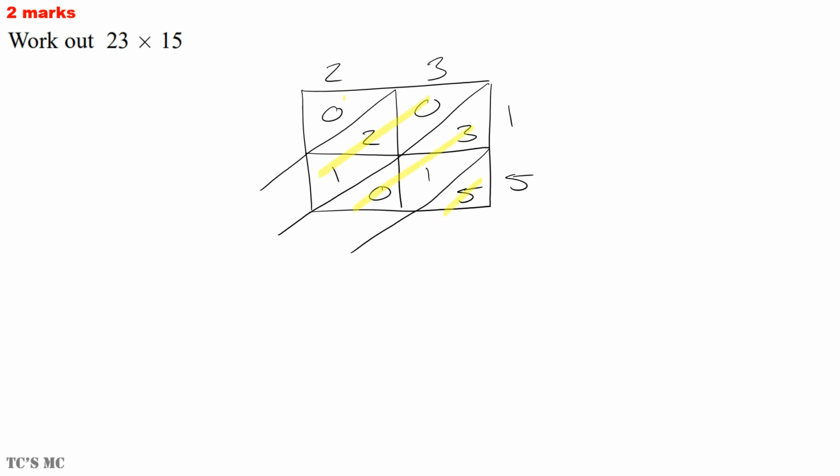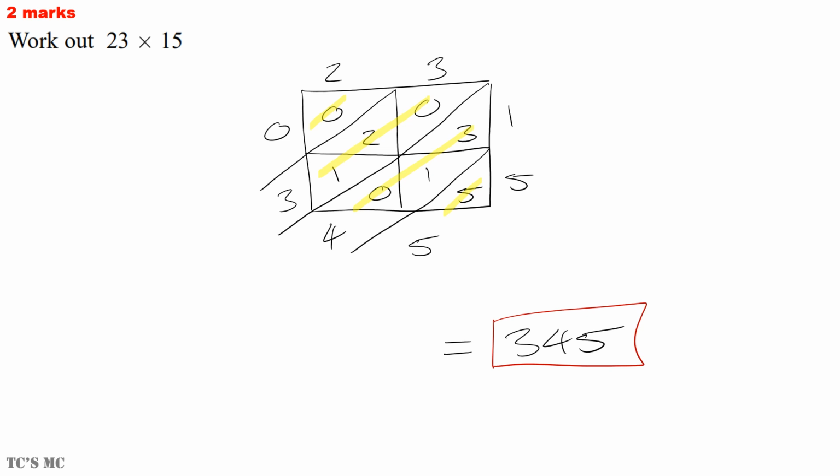Just like in column addition, we start from the right-hand side. 5 add nothing is 5. 3 add 1 add 0 is 4. 0 add 2 add 1 is 3. 0 add nothing is 0. The answer is 345. If you've got a clear written method with no more than 1 mistake, you would get 1 mark, and then for saying 345, you would get the 2nd mark.